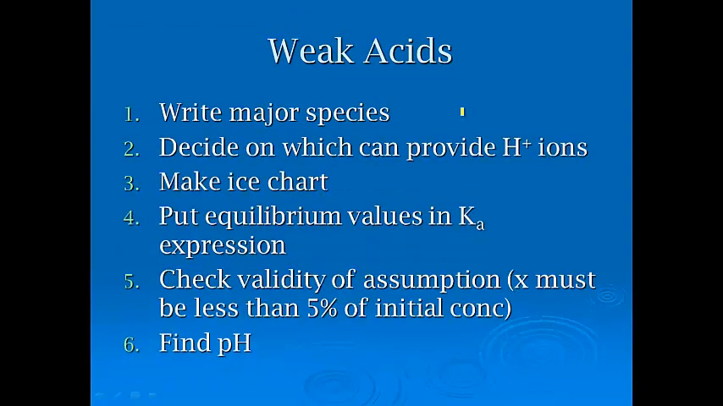Okay, weak acids are different. All right, so for weak acids, you've got to write down your major species and decide which one is going to provide your hydrogen ions. We're going back to the ice chart, just like we did in chapter 13. We're going to put equilibrium values in Ka. Now we're going to check the validity of the assumption, and I skipped through this a little bit, but essentially what has to happen is that X has to be less than 5% of the initial concentration. I'm going to show you how to do that because it won't necessarily always work. Then our last step is to find the pH. With chapter 13, it was always finding the concentrations at equilibrium.